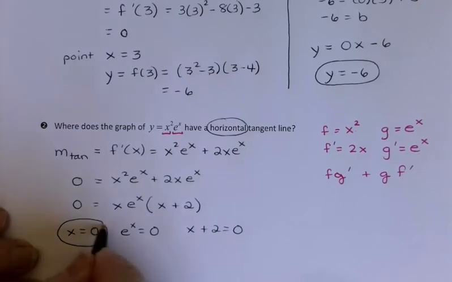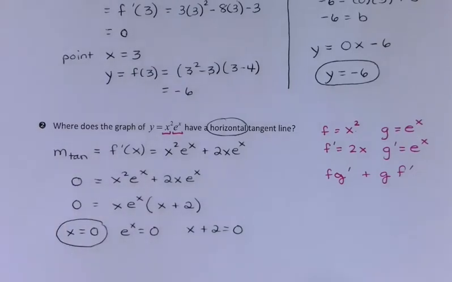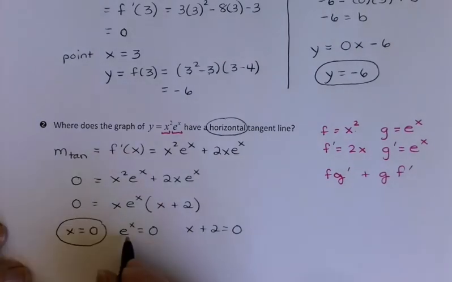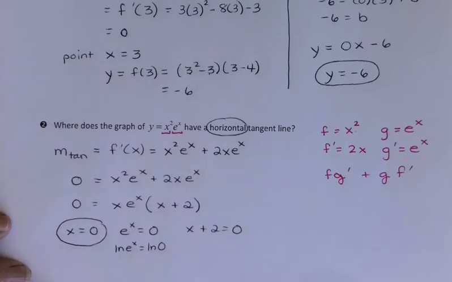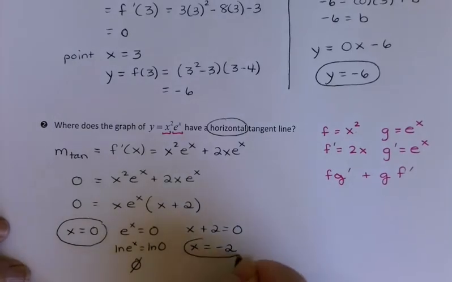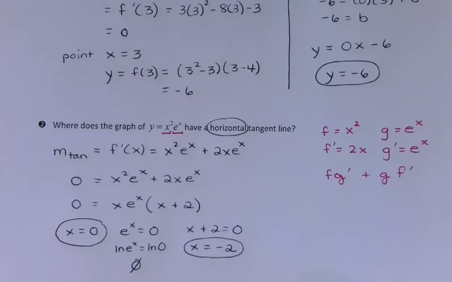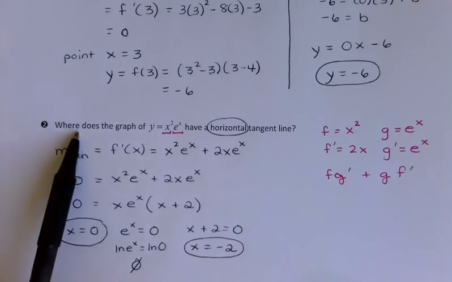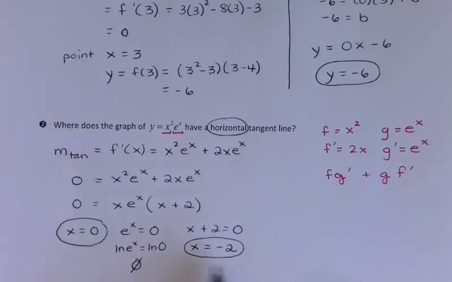So one place where we get a horizontal tangent line would be at x equals 0. E to the x equals 0 actually doesn't give me anything. The exponential curve never hits the x-axis, right? Or if you tried it, you could do the natural log. But the natural log of 0 doesn't exist. So I get nothing there. And then the other place is x equals -2. In this case, that's sufficient for an answer. I didn't ask for the equations of the tangent line or even the points. I just said, where do they occur? They occur at those two x values.